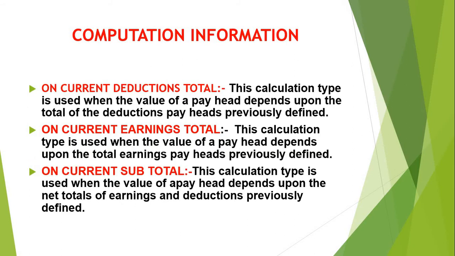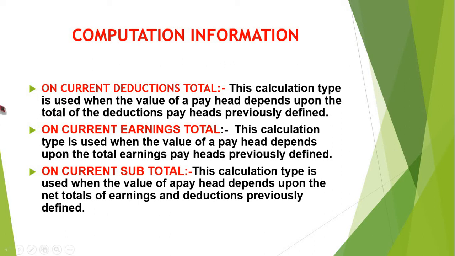On current deduction total, this calculation type is used when the value of pay head depends upon the total of the deduction pay heads previously defined. So what are the deduction pay heads? For example, ESI, PF, professional tax, income tax. Suppose the value is calculated on this total, then you select on current deduction total.